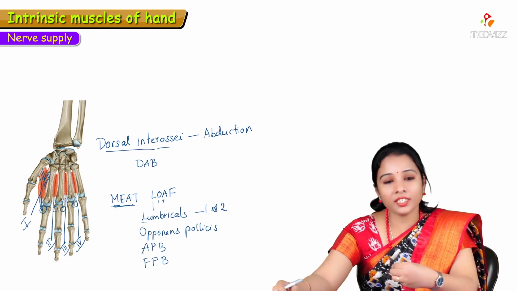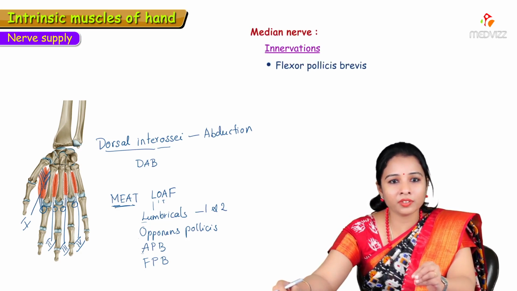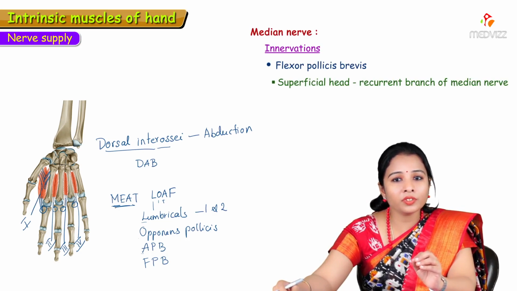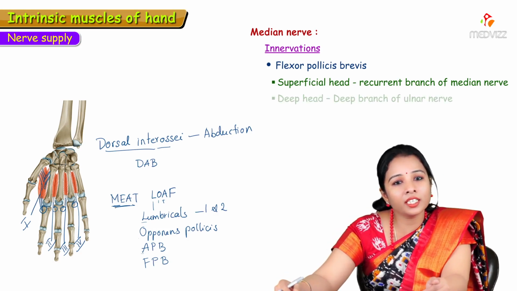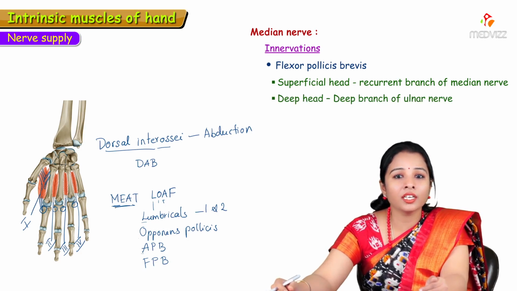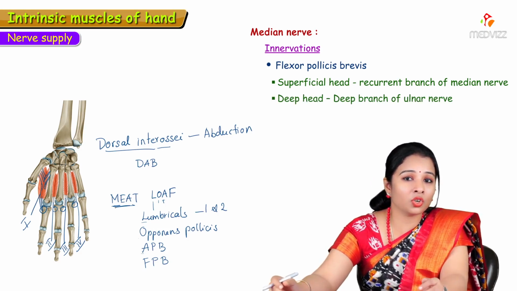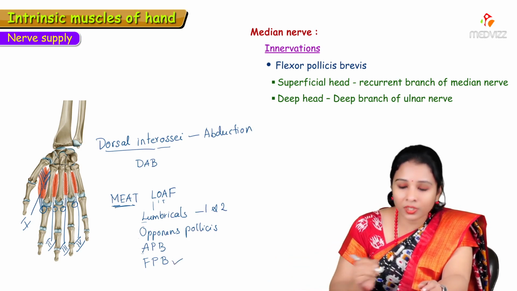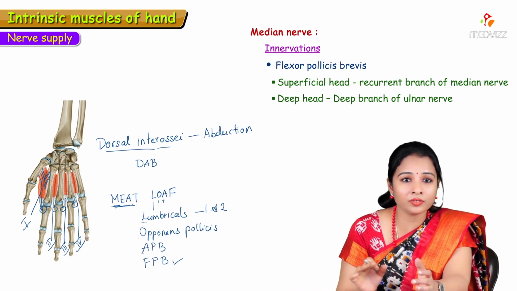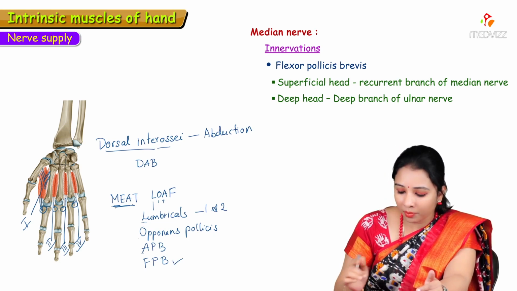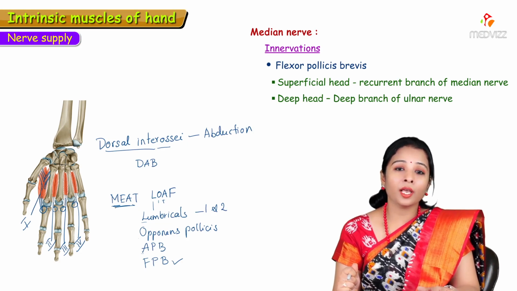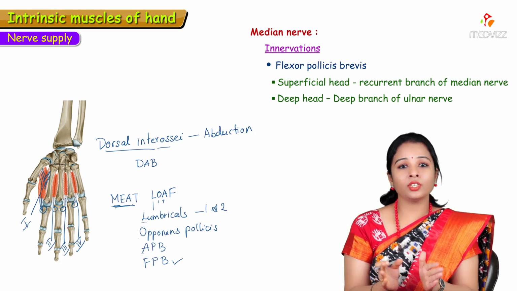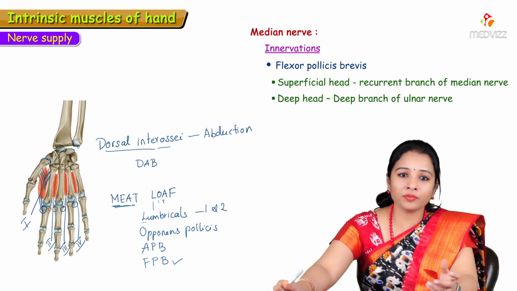If we see more in detail about this flexor pollicis brevis, the superficial head of the flexor pollicis brevis is supplied by the recurrent branch of median nerve, whereas the deep head of flexor pollicis brevis is innervated by the deep branch of ulnar nerve. So flexor pollicis brevis has a dual nerve supply, meaning it has supply from the median nerve as well as from the ulnar nerve. Such muscles are called hybrid muscles, which have two innervations of separate nerve fibers.